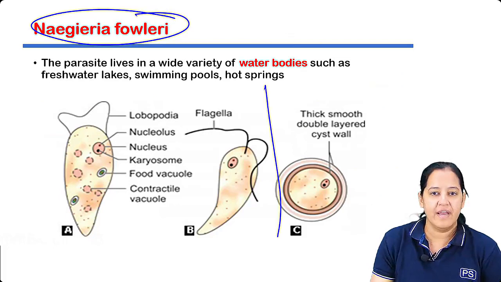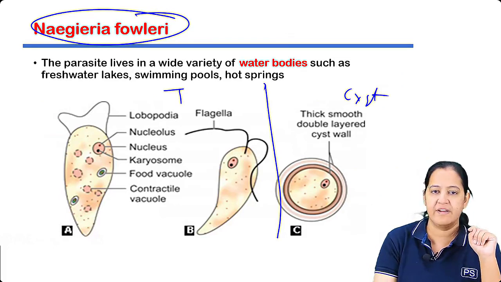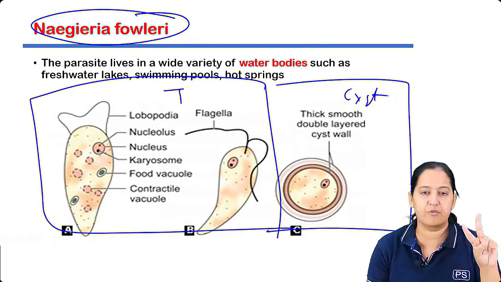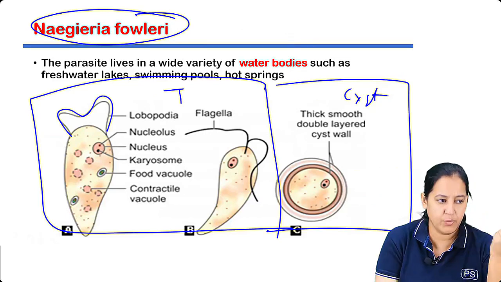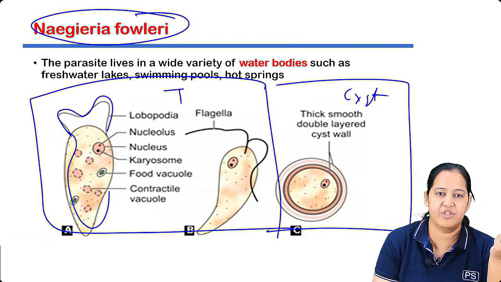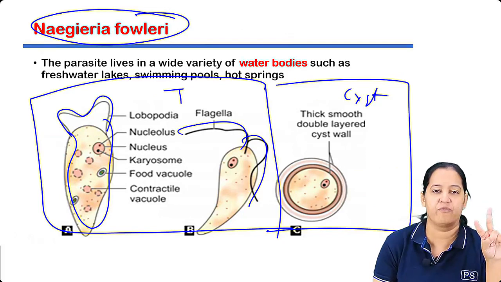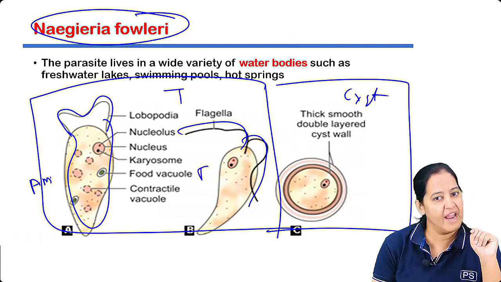Naegleria fowleri. It is having only two forms, trophozoite and cyst. No precyst. It is having trophozoite number one. It is having cyst number two. Trophozoite is of two types. One trophozoite is having pseudopodia, that is amoebic, because it is amoeba shape. And one is having flagella. It is known as flagellate. So two types of trophozoite.